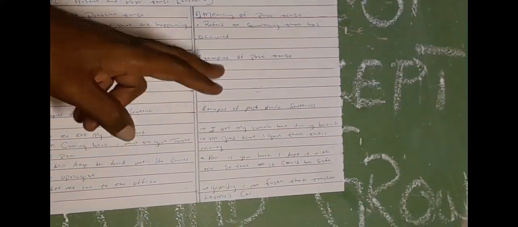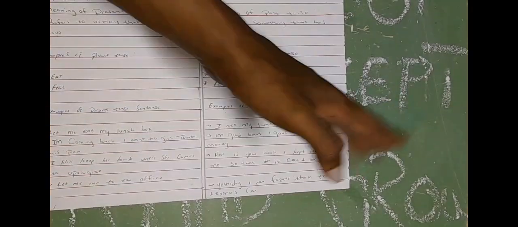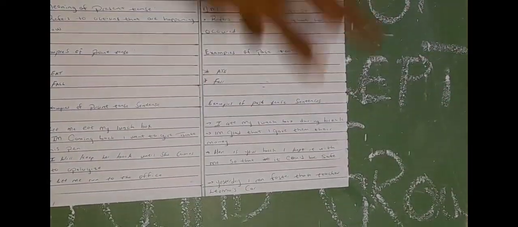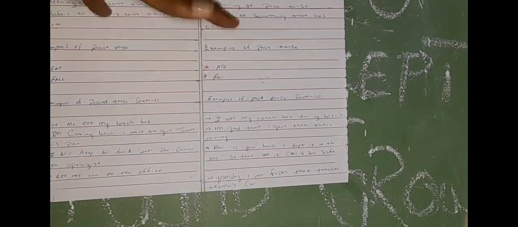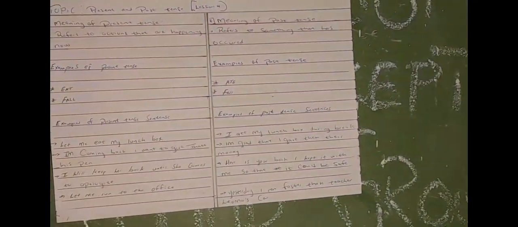I can make another sentence out of the word fell. I fell down after being chased by a dog yesterday. That's in the past tense. That's something that has already happened. I fell down after being chased by a dog yesterday.